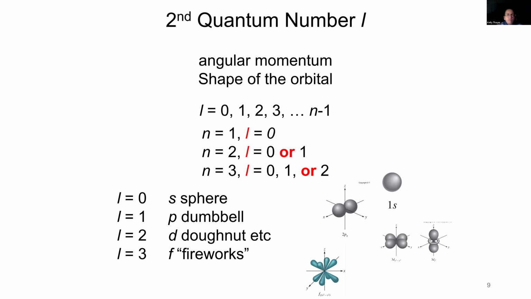So L can run from 0 up to n minus 1. So if n is 1, what is n minus 1? It's 0. So the only allowable answer is 0 for that. And when n is 2, it can be 0 or 1. So you see it's basically going to run starting at 0 up to just one integer lower than the shell number. And of course, it's going to be positive. Okay, and for n is 3, it's going to run from 0, 1, or 2 to get our quantum number.